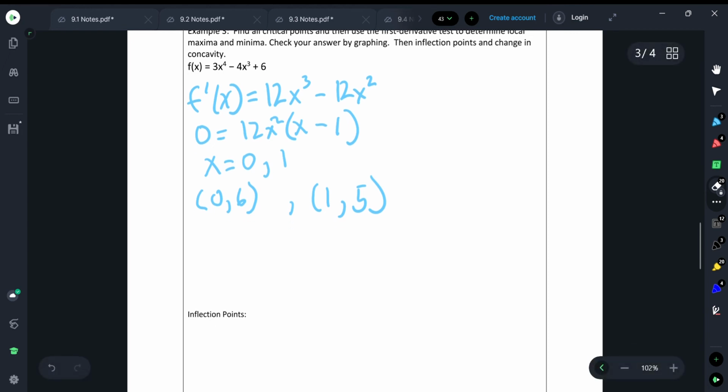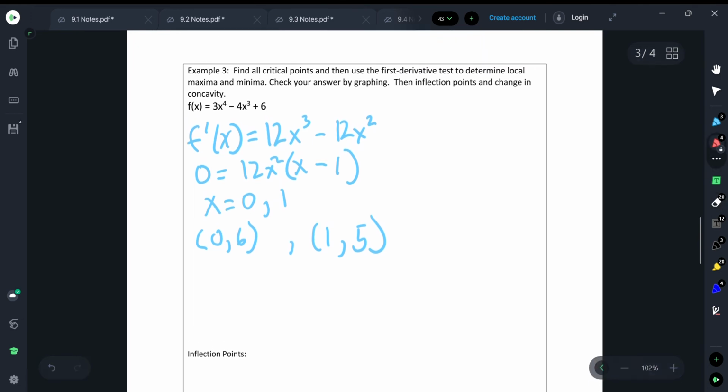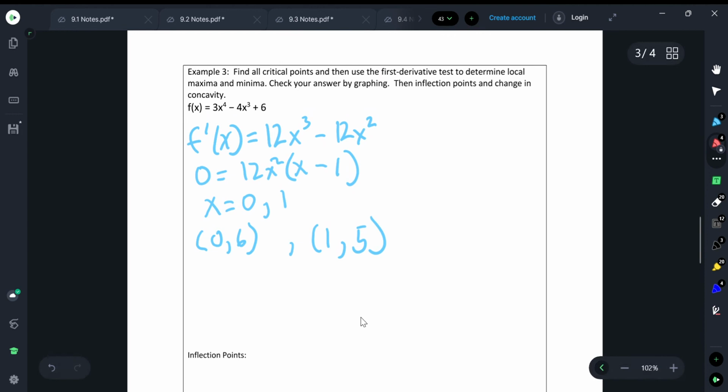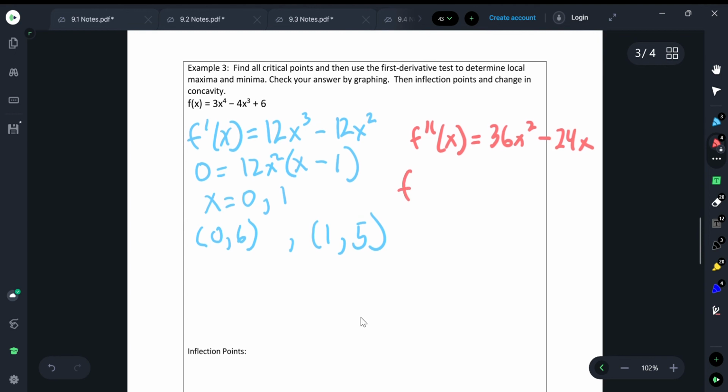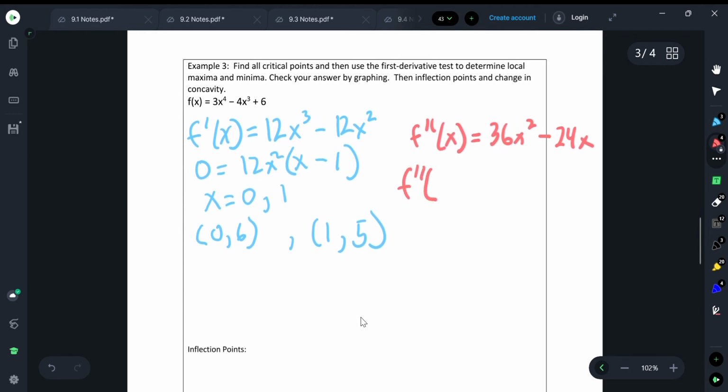So let's see, which one of these is going to be a max or a min? So I go now to my second derivative, which is usually easier to find. This is going to be 36x squared minus 24x. All right. So I'm going to take my second derivative and I'm going to put 0 in here.